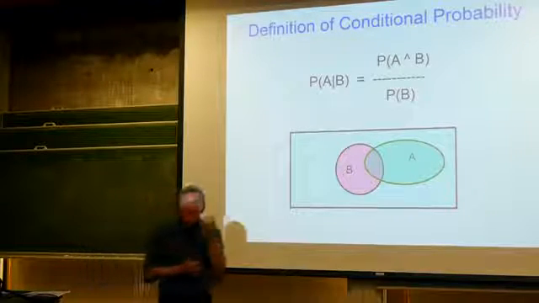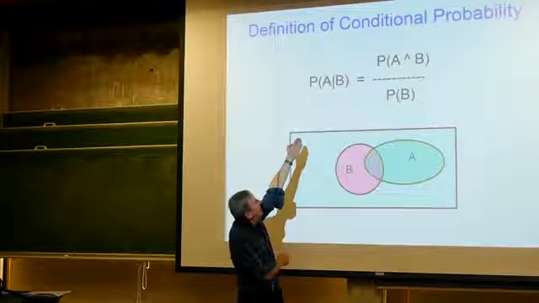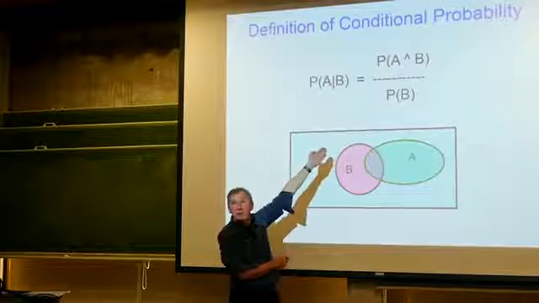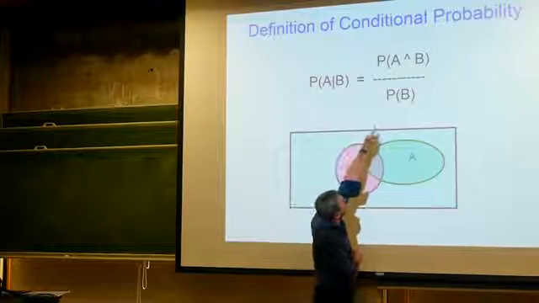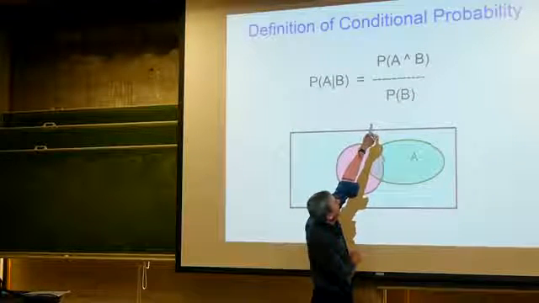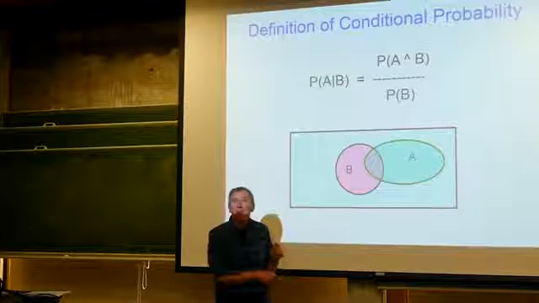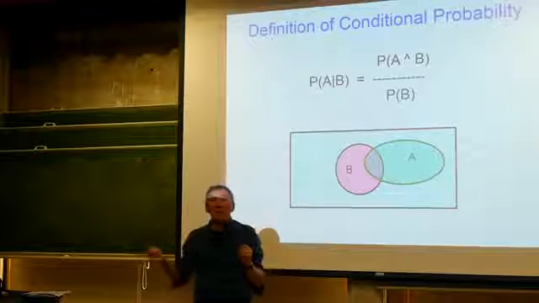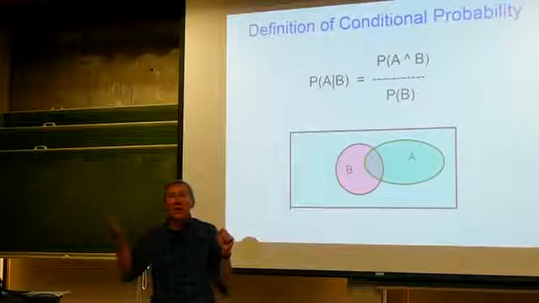Conditional probability. Sometimes I'm interested in what's the probability that A is true given that B is true. Here's the definition. We say that it's the probability that A and B are both true divided by the probability of B. For example, what's the probability that you have blue eyes given that you're female?